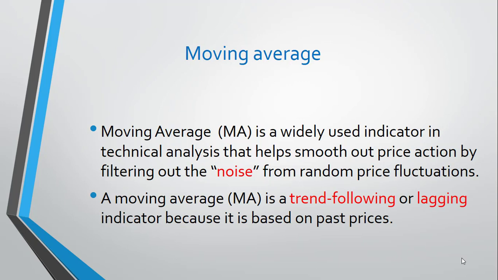Next, let's talk about the moving average. Moving average, MA, is a widely used indicator in technical analysis that helps smooth out price actions by filtering out the noise from random price fluctuations, because there are always going to be price fluctuations or noise in the data. If we use a moving average, we can weed out those noises. A moving average is a trend following or lagging indicator because it is based on past prices. It follows the trend and it lags behind the trend.